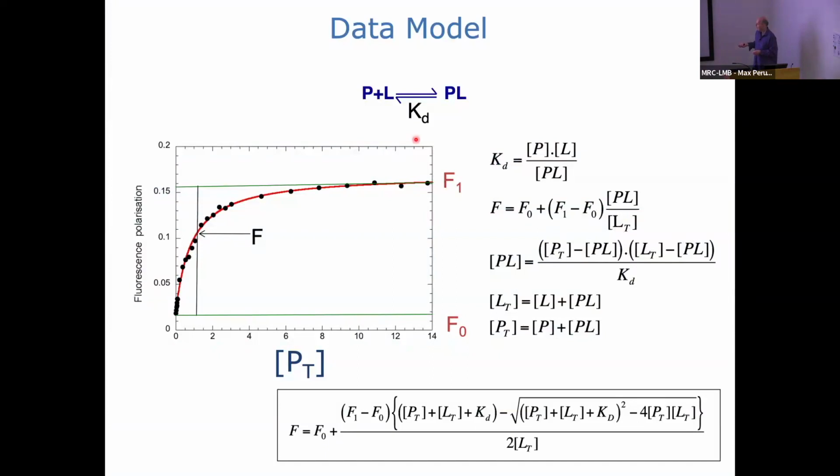So here's an example of a data model and how we'd start to fit things. This one is from fluorescence polarization. In this case, we're titrating in, but we're also at a concentration where we're going to titrate the labeled ligand in as well. So that's going to change, and we need to take account of that. Everything is changing, and so we end up with this kind of quadratic equation here.